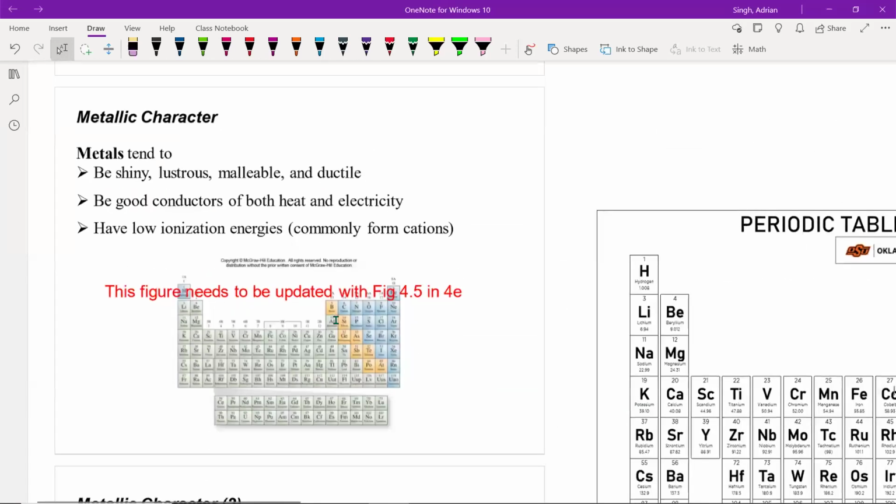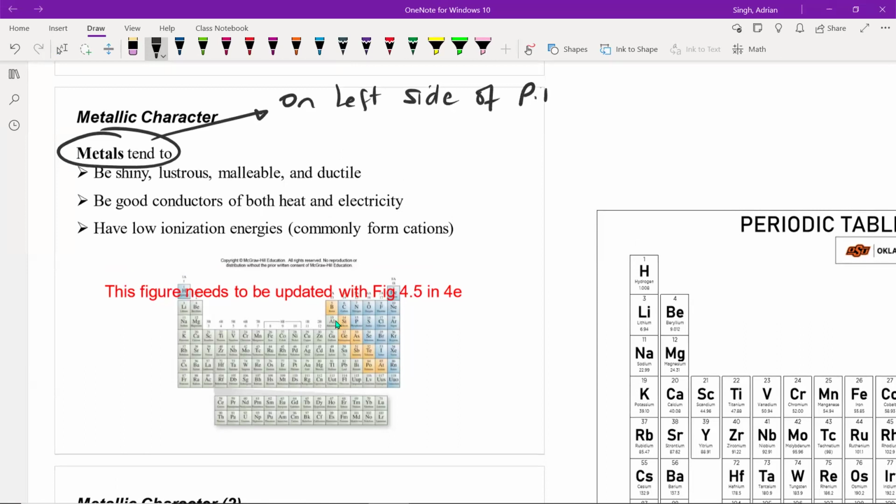All right, so we can say then that your metals, recall, are generally on the left side of the periodic table, and their properties, again, their characteristics, again, these are general characteristics. There are always going to be exceptions, but generally metals tend to be shiny. They tend to be lustrous. And then they also have characteristics of malleability. So if something is malleable, that means you can pound it into sheets.